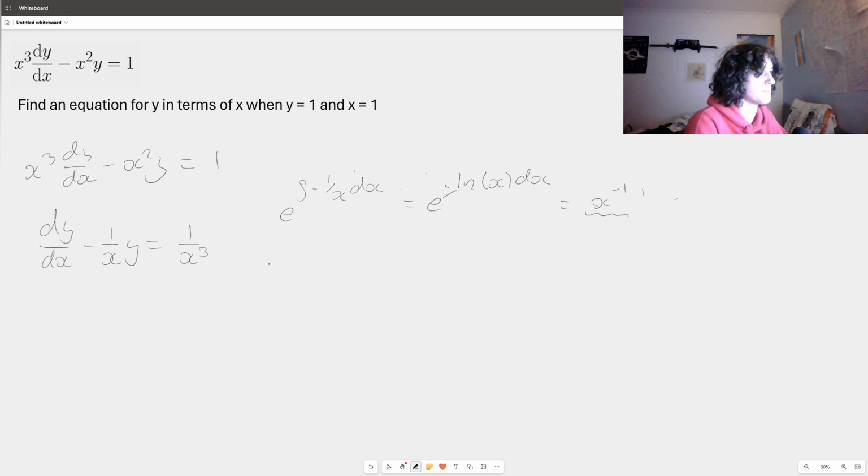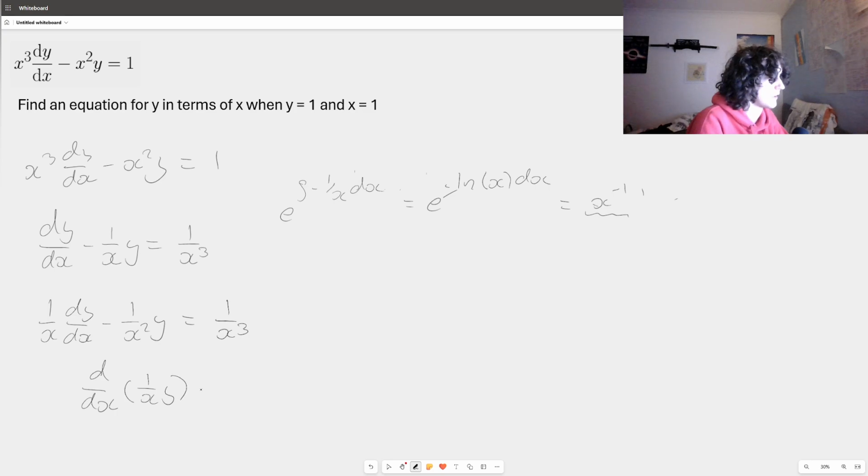So let's multiply our equation by our x to the minus 1, or our 1 over x. So here we have 1 over x dy by dx minus 1 over x times 1 over x, which is 1 over x squared, y is equal to 1 over x cubed. We're going to use 1 over x and y as our derivative value, so d by dx of 1 over x times y is equal to, I didn't multiply this by 1 over x, so this is going to become 1 over x to the 4. This is equal to 1 over x to the 4, and then we need to integrate both sides.